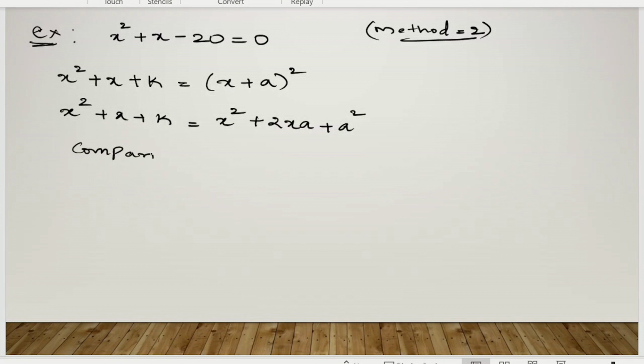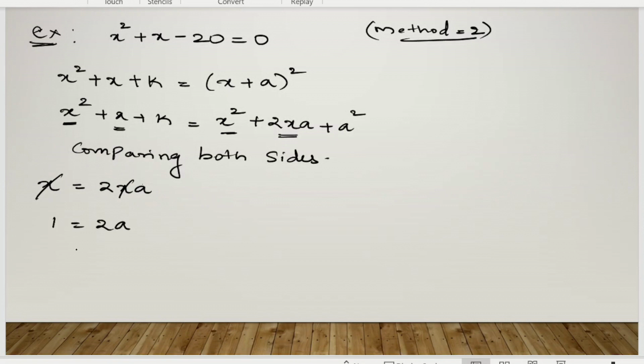Now we will compare both the sides. x square and x square are the same. Now the second term, here it is x, and here you have 2xa. You will get x is equal to 2xa. So x and x will get cancelled. So you will have 1 is equal to 2a. If you want to find the value of a, you will get 1 by 2.